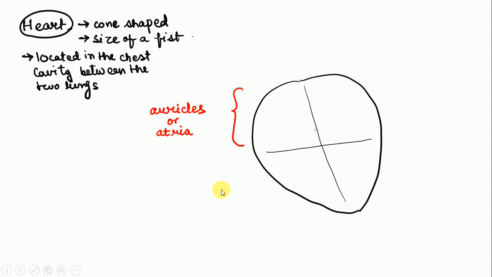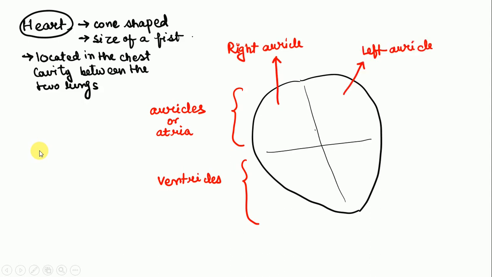The upper chambers are called auricles or the atria, and the lower chambers are called ventricles. Now these upper chambers, this is the right auricle and this is the left auricle. Remember, you will be confused to see that the right auricle I have labeled on the left side. In a diagram, actually, we do it in the opposite manner. So this is the right auricle and left auricle, and this is the right ventricle and left ventricle.